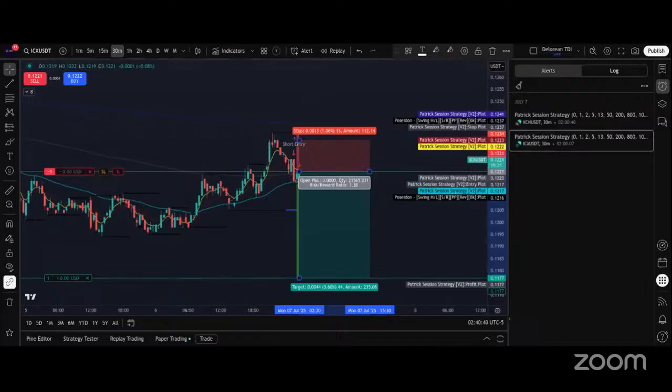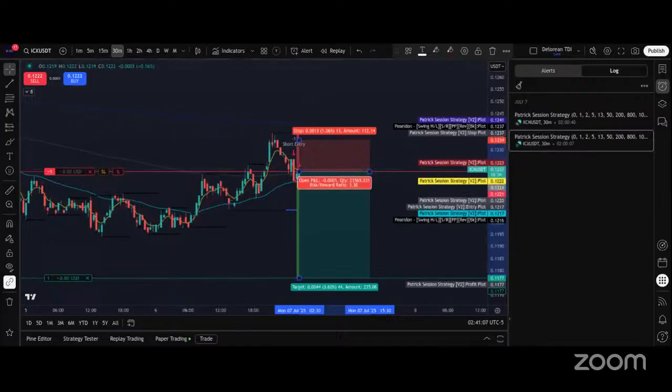ICX USDT, 3.38 risk to reward ratio. We're targeting take profit of 0.1177. That's going to be for 44 pips. Stop loss is 0.1234. That's going to be for 13 pips. Entry price is going to be 0.1221.